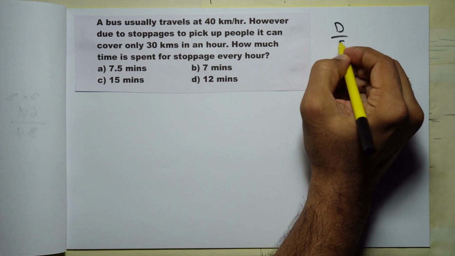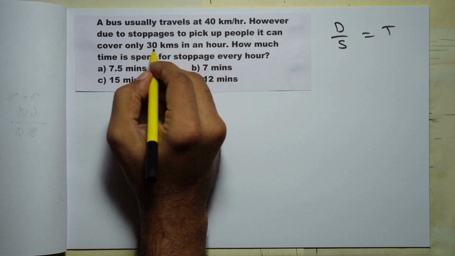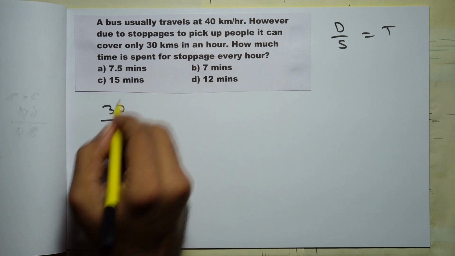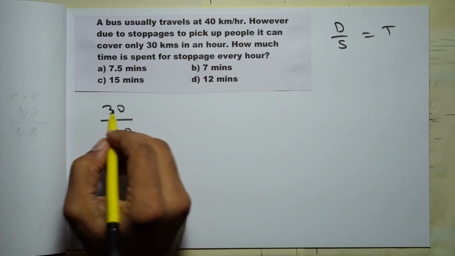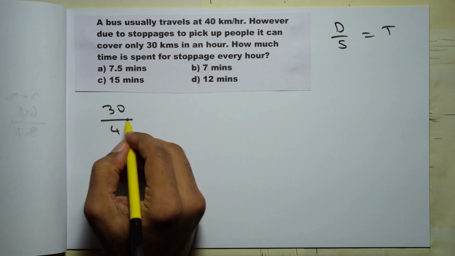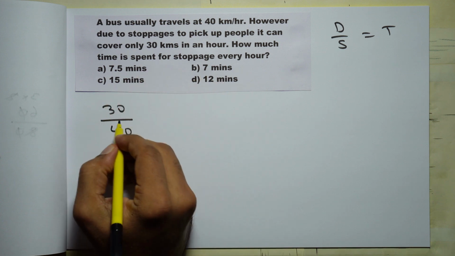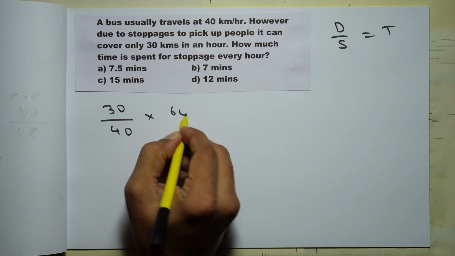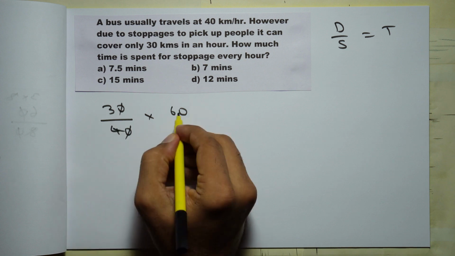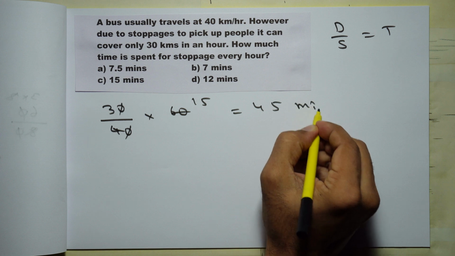Distance by speed gives you time. So we'll find out the time required for the bus to do 30 kilometers. So distance is 30 and its speed is 40. So this is the time required for the bus to do 30 kilometers and this is the time in hours. Now answers are given in minutes. So we'll convert hours into minutes. You have to multiply by 60. I'll just simplify this. I'll cancel out the zeros. 4 divides 15 times. So 3 into 15 gives you 45 minutes.